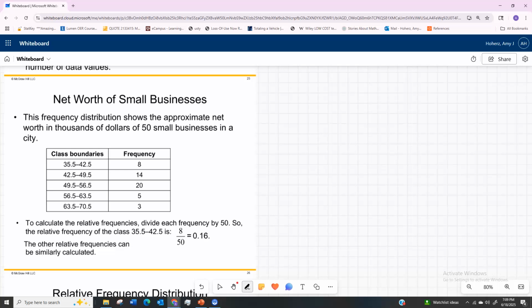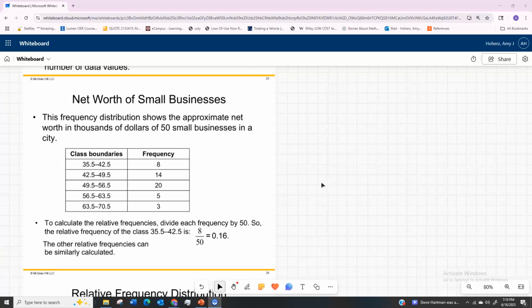Okay, so in this case, we have a different situation. We have the frequency distribution. I don't know why they're stuck on 50 as a data set, but not all samples have to be 50. They've done a lot of 50s. But this frequency distribution shows the approximate net worth in thousands of dollars of 50 small businesses. So we've got 5 classes here, and we're going to calculate the relative frequencies for each. Now you have another slide that actually has this column that you can fill these in on, but I'm going to do it here just so I'm not giving away the answers right away.